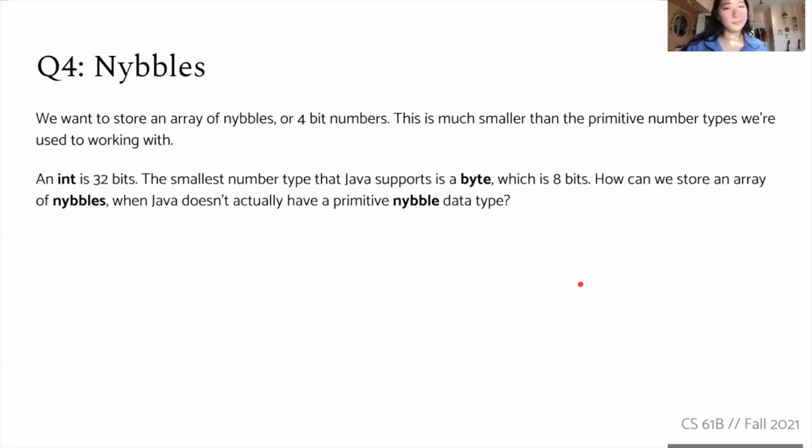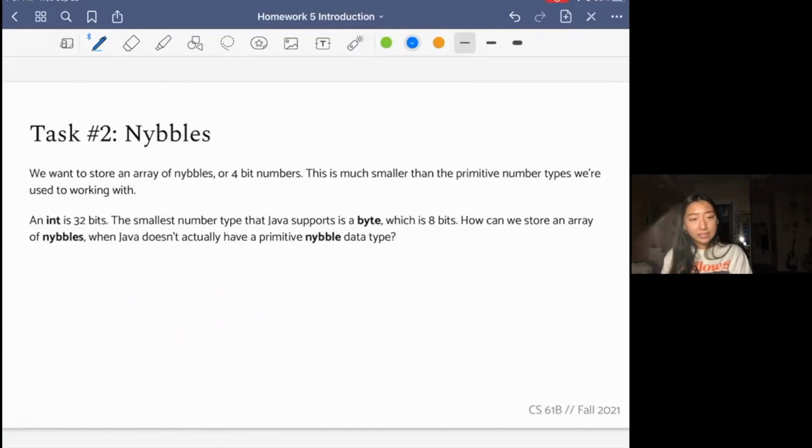And finally, nibbles. Again, I'm going to hand it over to Allison to talk about this. Here our goal with this task is to store an array of nibbles, or 4-bit numbers. So a nibble just means 4 bits. This is much smaller than the primitive number types we're used to working with, right? For example, one of the primitives we know very well is int, that's 32 bits. Even the smallest number type that Java supports is a byte, which is 8 bits. And so that's too many for what we want, right? So the question is, how can we store an array of nibbles when Java doesn't actually have a primitive nibble data type?